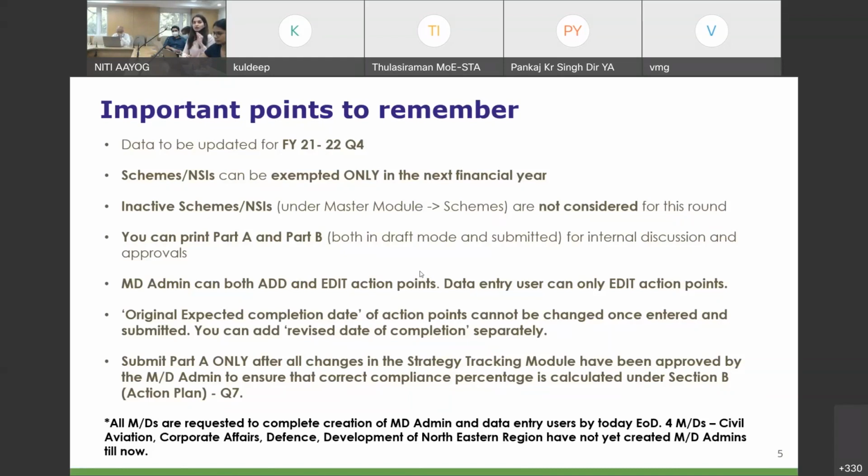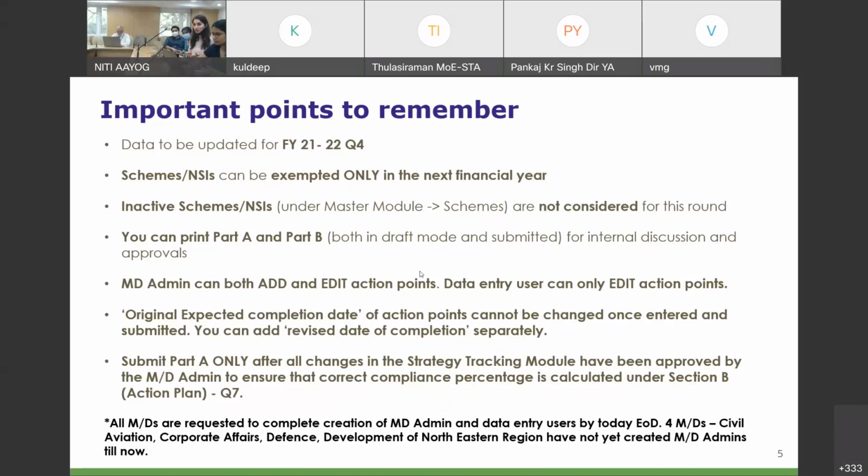The users are requested to submit Part A only after making all the changes in the strategy tracking module. And this has to be approved by the ministry admin. Once we get the approvals, only then request the ministry to click on the submit button. And in order to do all these steps, one most important step is to create the ministry admin user.